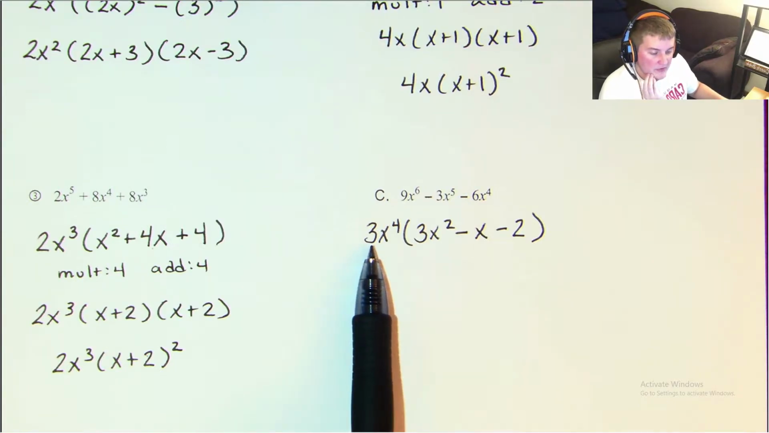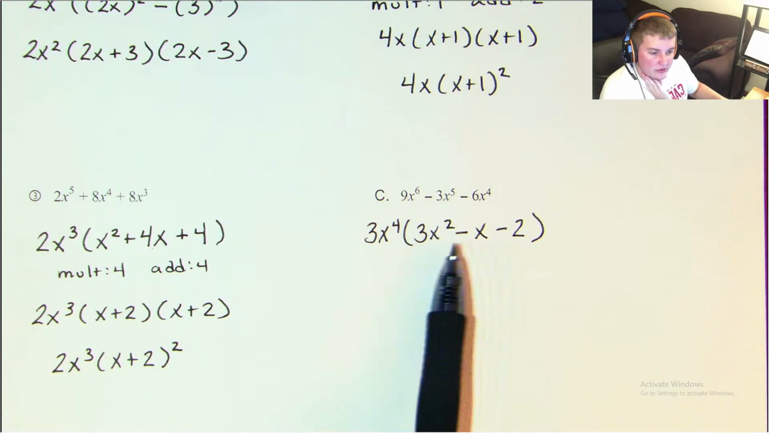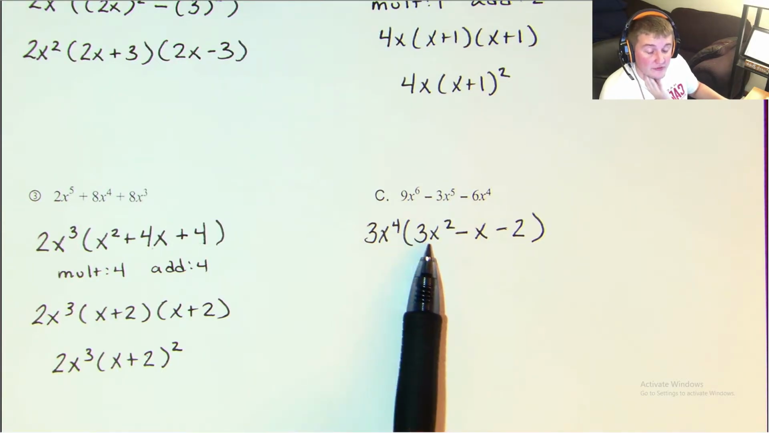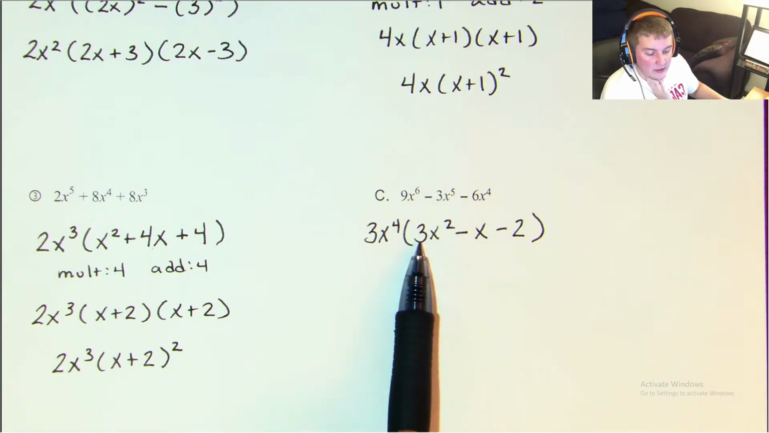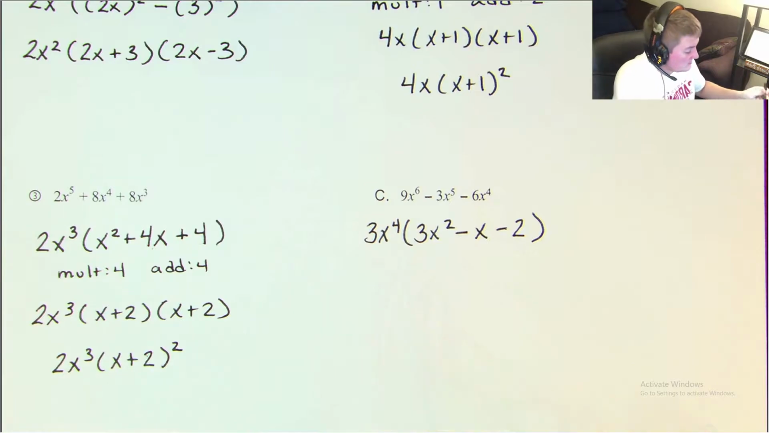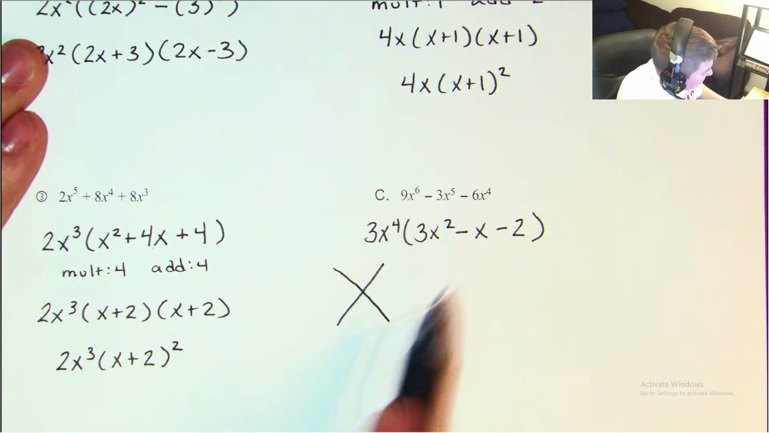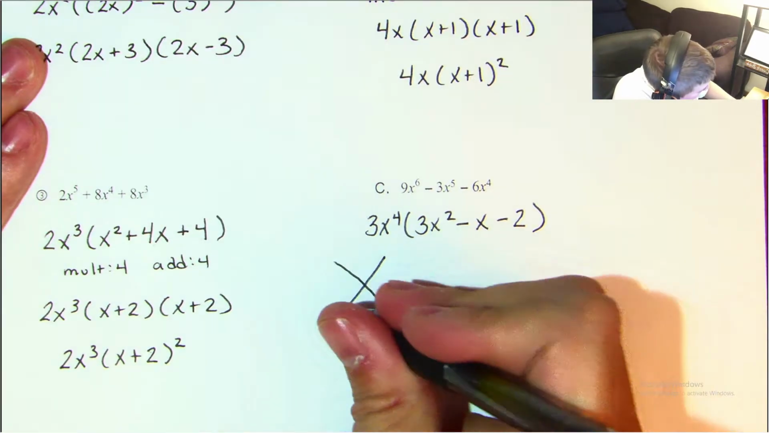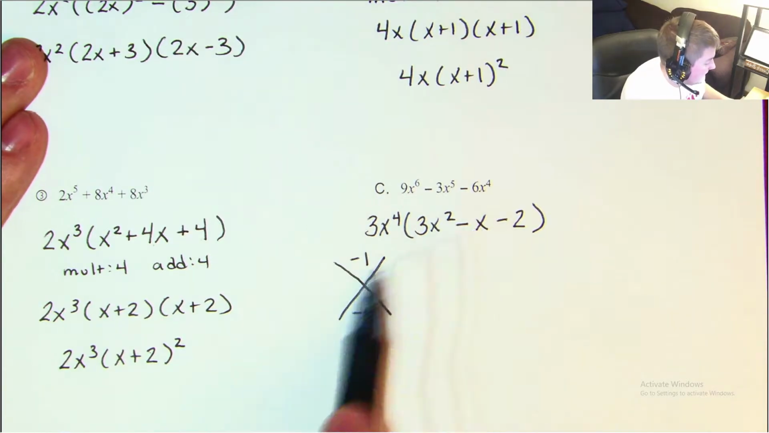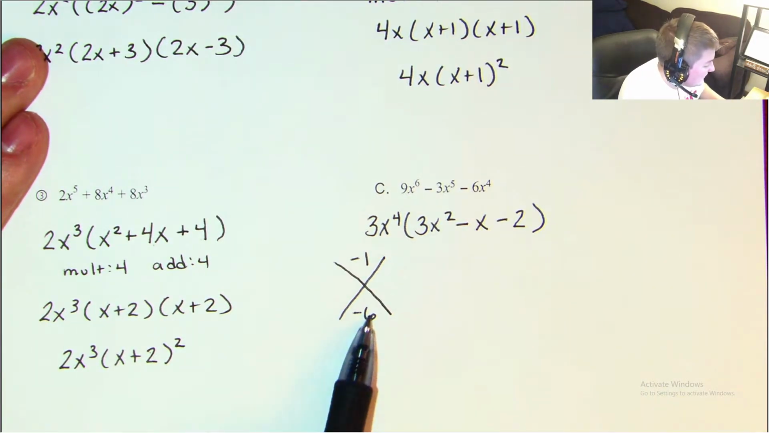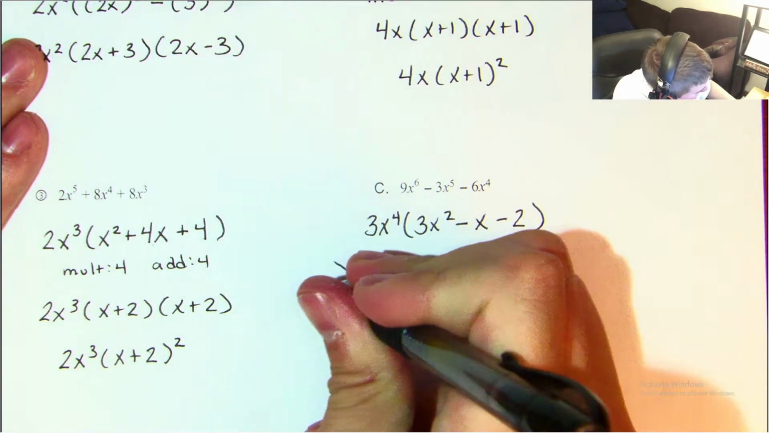Okay, after that, I have 3 terms, but my a value is not 1. So if you're following your flow chart, 3 terms, a value not equal to 1, we have to use the Xbox method. So a times c is going to go here, so 3 times negative 2 is negative 6. And my b value is going to be negative 1. I have to find the numbers that multiply to negative 6 but add to negative 1. That's going to be negative 3 and positive 2.